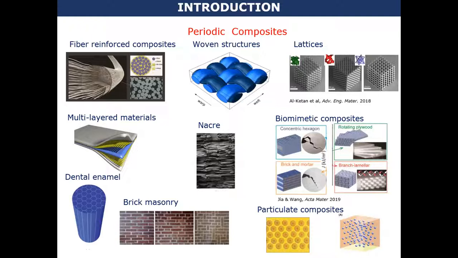And you can see here examples that range from fiber reinforced composites, up to lattices that here are, for example, 3D printed lattices. Also, you can find this kind of periodic composites in nature, or composites inspired by biology, for example. Here you can see biomimetic composites that in this case exhibit extreme properties in terms of fracture resistance. Also, dental enamel is a composite with periodic microstructure, or also brick masonry walls can be considered as periodic composites.